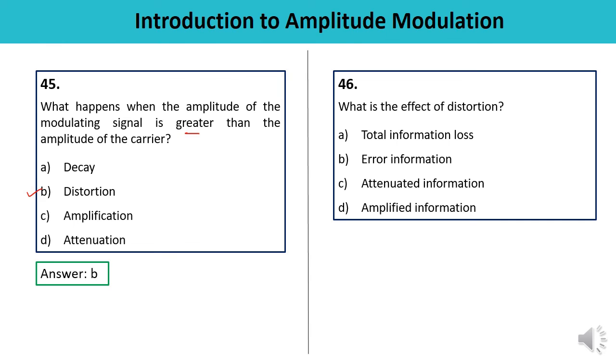Next question, what is the effect of distortion? The effect of distortion: total information loss, error information, attenuated information or amplified information. See, distortion occurs when modulating signal amplitude is greater than the amplitude of the carrier and it causes incorrect information to be transmitted. It means in amplitude modulation, it is very important that the peak value of the modulating signal must be less than the peak value of the carrier signal. Means the answer is error information. Answer is correct.